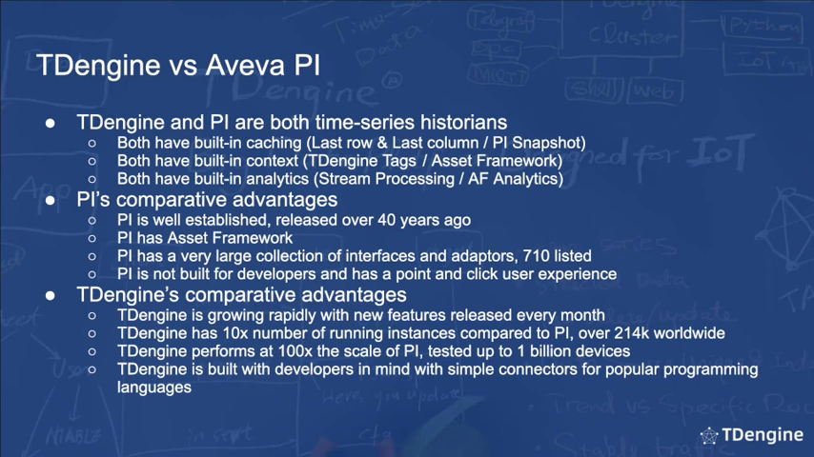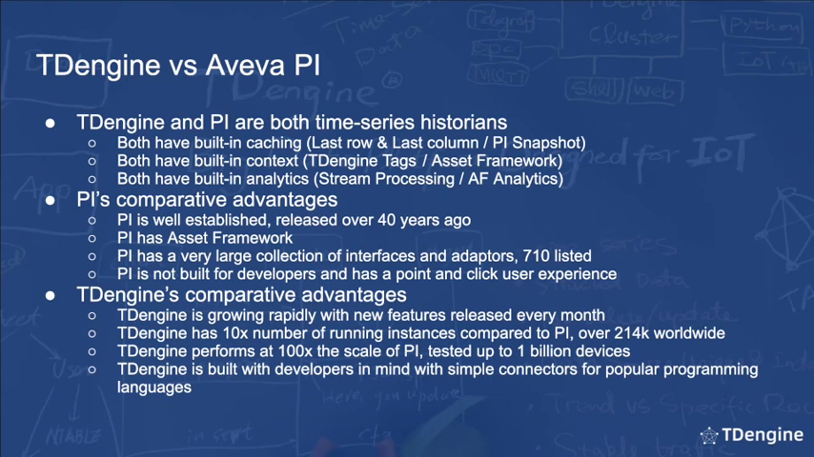Both have built-in data context. So TDengine has what we call tags, essentially labels for time series data, whereas PI has their full asset framework for adding that data context. Both have built-in analytics. So you've got AF analytics in the PI system, and TDengine has their version in stream processing. You can do very similar functionality between the two.